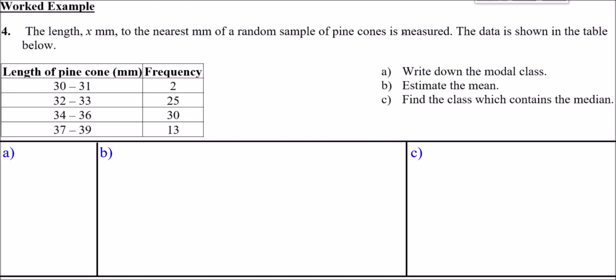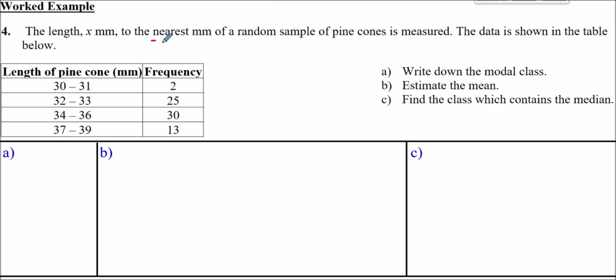So here we are with worked example 4. So we've got the length x millimetres to the nearest millimetre of a random sample of pine cones which has been measured here. So the data is shown in the table below. Now importantly and crucially, we're told this has been given to the nearest millimetre.